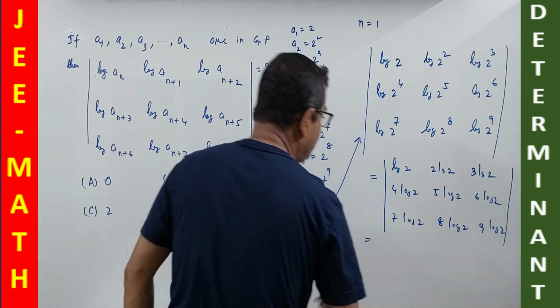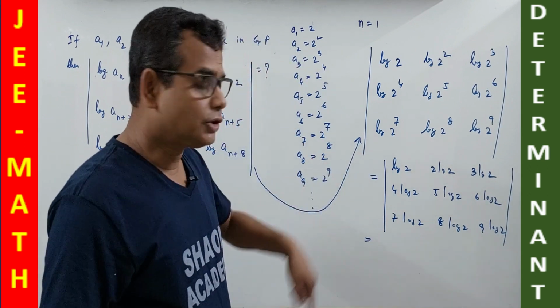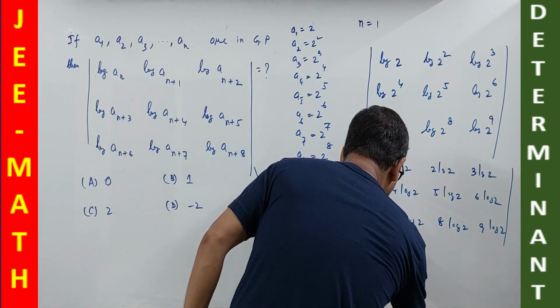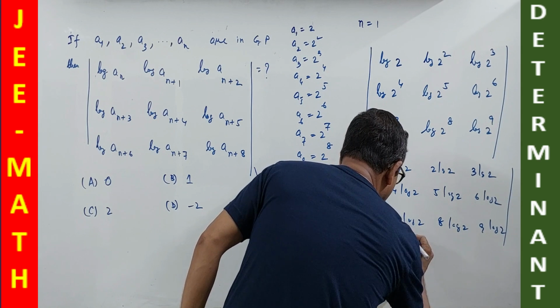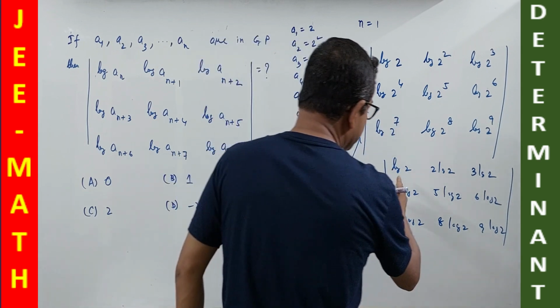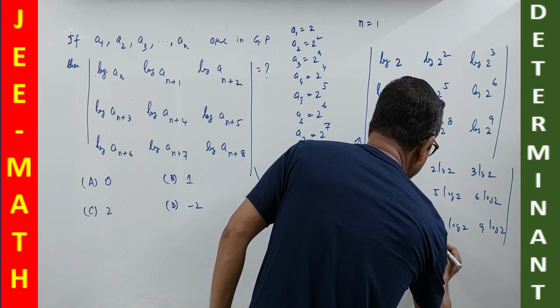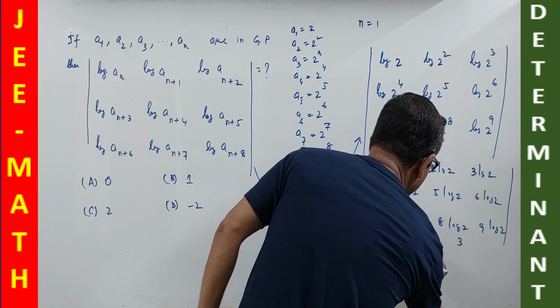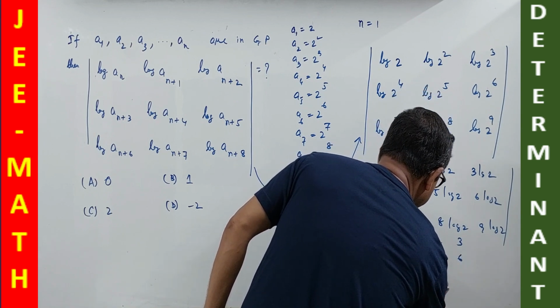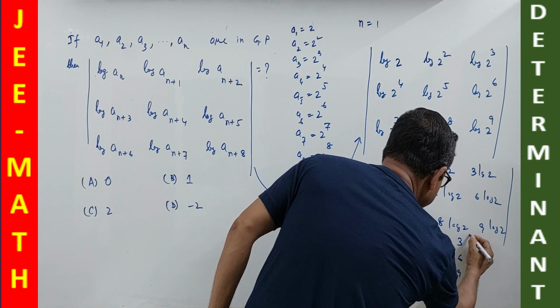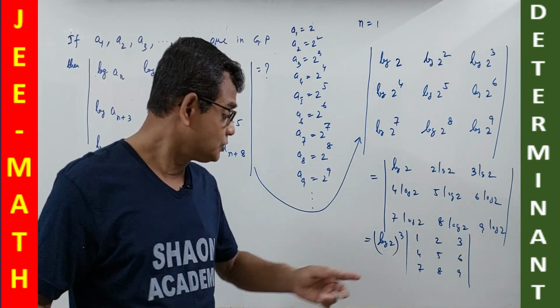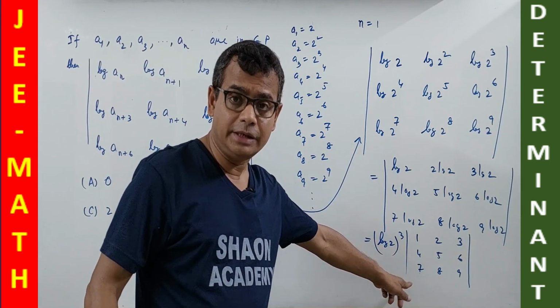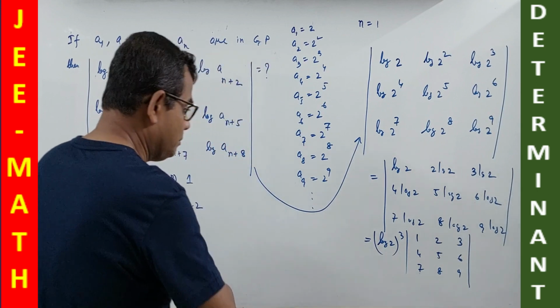Now you can take common log 2 from each column. So we get log 2 cube, and inside the determinant we get 1, 2, 3, 4, 5, 6, 7, 8, 9. Now can you solve this determinant mentally? Yes, it can be done.